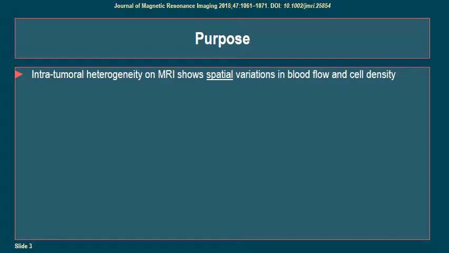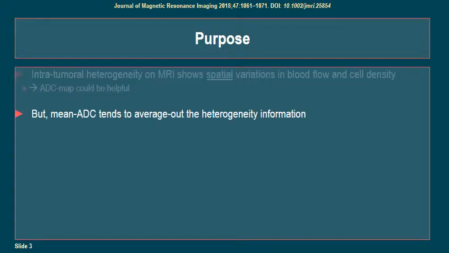Intratumoral heterogeneity on MRI shows spatial variations in blood flow and cell density. So in this regard, ADC map could be very helpful, but mean ADC averages out the heterogeneity information, and this is the reason why we cannot separate benign from malignant adnexal lesions based on their ADC values.